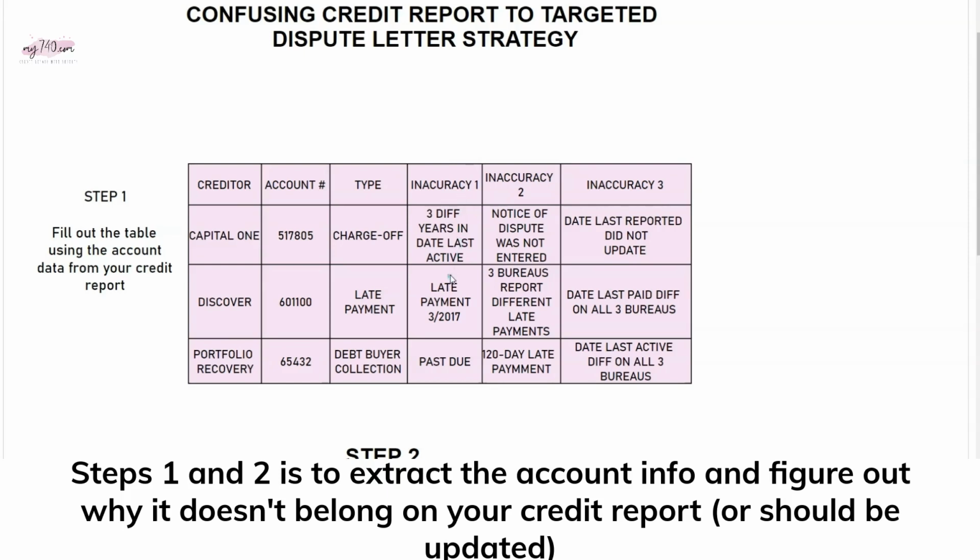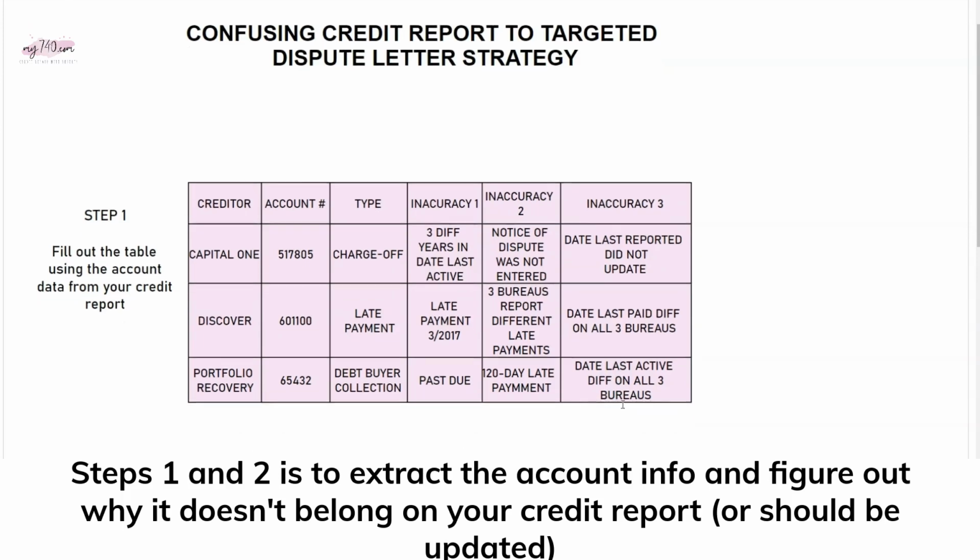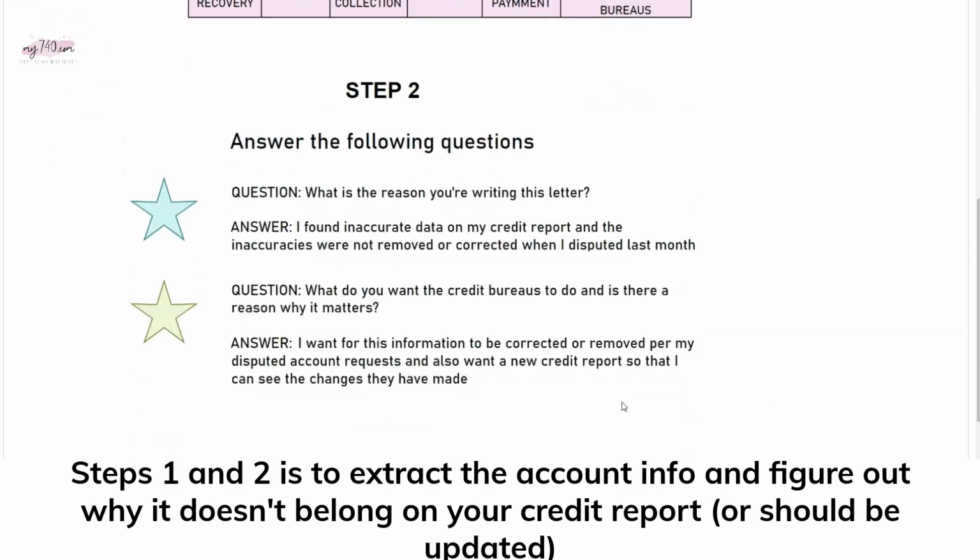So for Capital One, it's a charge off. I see 3 different years and the date last active. Obviously, it doesn't belong on there. Now, if I had disputed this before, I could say that the notice of dispute was not entered, or the date last reported did not update, right? Which obviously means they didn't investigate. Now, for Discover, it's very simply a late payment, and portfolio recovery is a debt buyer collection, but it's showing a past due. Now, I could also say that maybe there's a 120-day late payment on there, or then I can go factually and say that the date last active is inaccurate.